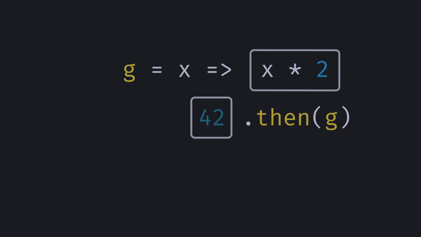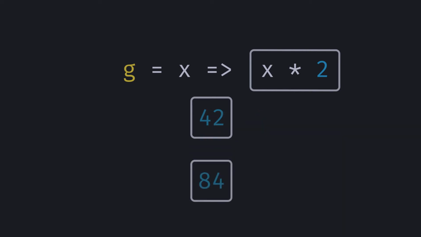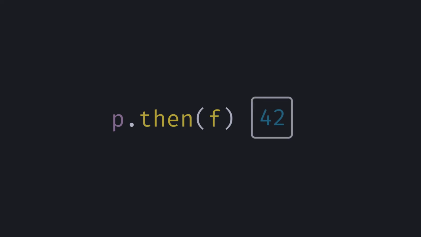After we apply the function g to our promise p, which is still 42, we still end up with a promise of 84. The rule is that if a function returns a value that is not a promise, the value will be wrapped into a new promise. But if the value is already a promise, we don't need to wrap it again.